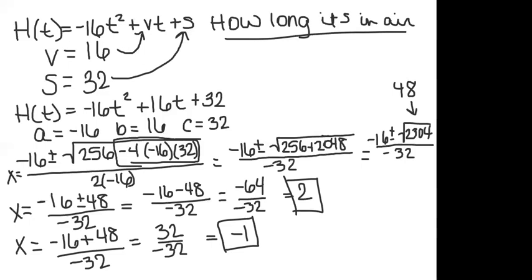Okay. So next page. To do max height, it's not as difficult. I think this is the easier of the two. So I have h of t was my original problem, negative 16t squared plus 16t plus 32. So that's the original problem.